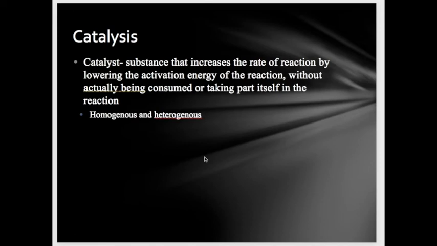Let's talk about catalysts. A catalyst is, as we've seen in our reaction mechanisms earlier, a substance that increases the rate of reaction without actually being consumed or taking part itself in the reaction. Here's what you need to know. A catalyst works by lowering the activation energy. It does this by facilitating, well, that's a big fancy word for helping, right? Facilitating collisions. It helps particles collide a bit more easily. So it lowers the activation energy.